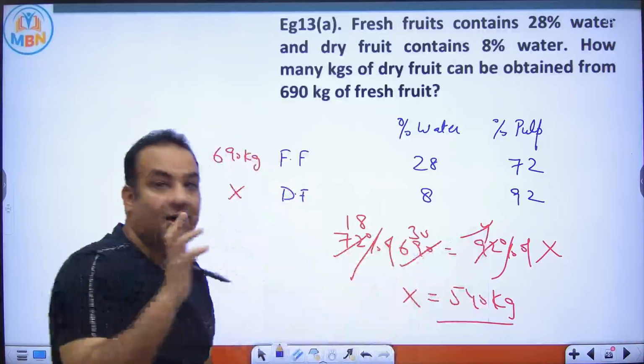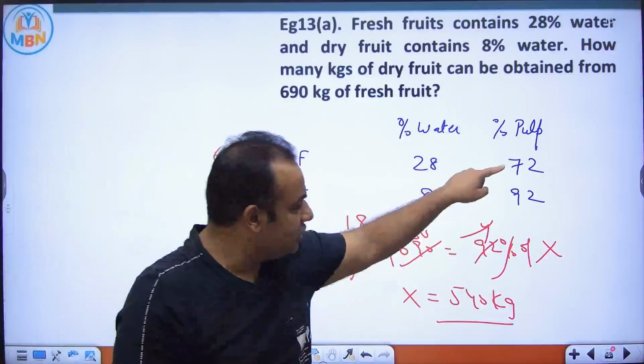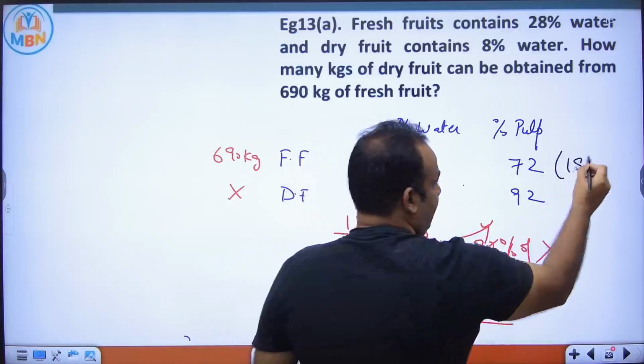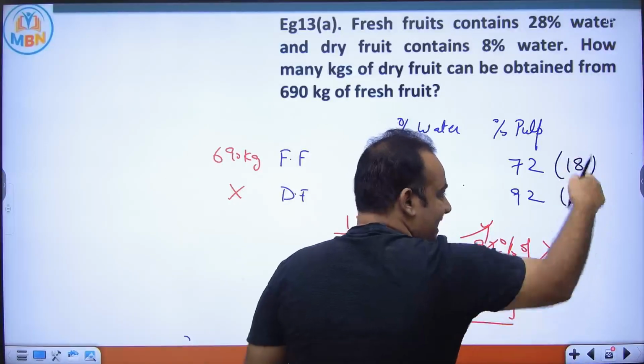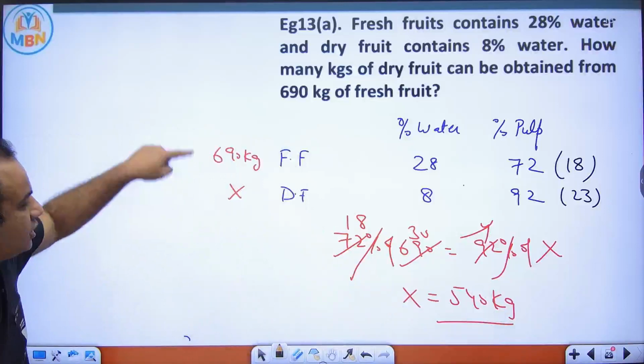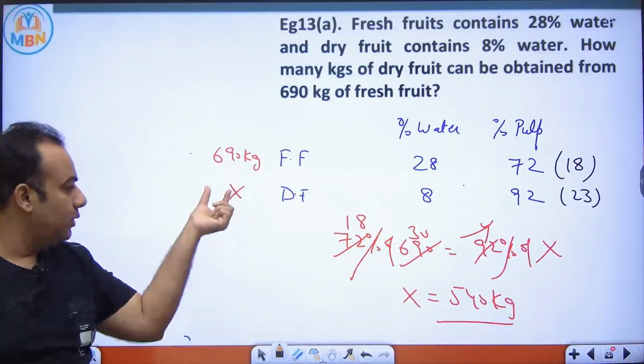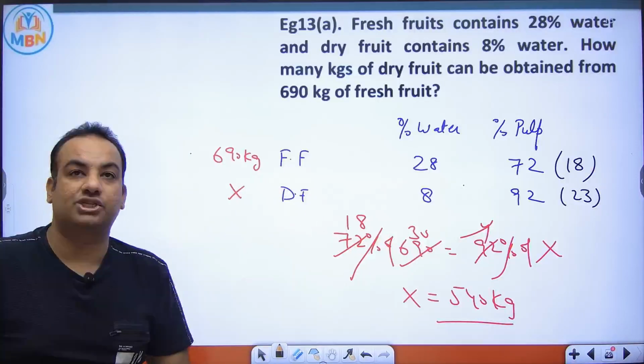Or you can look at it like this. The ratio here is 72 is to 92, which is 18 is to 23. If this is 18 is to 23, this would be 23 is to 18. So 23 unit is 690. So 1 unit is 30. So 18 unit is 18 into 30, which is 540.